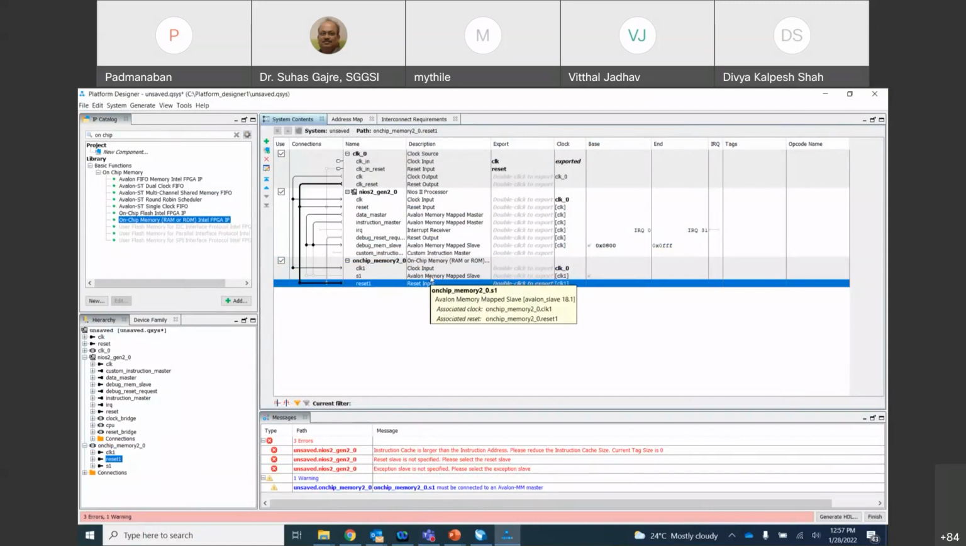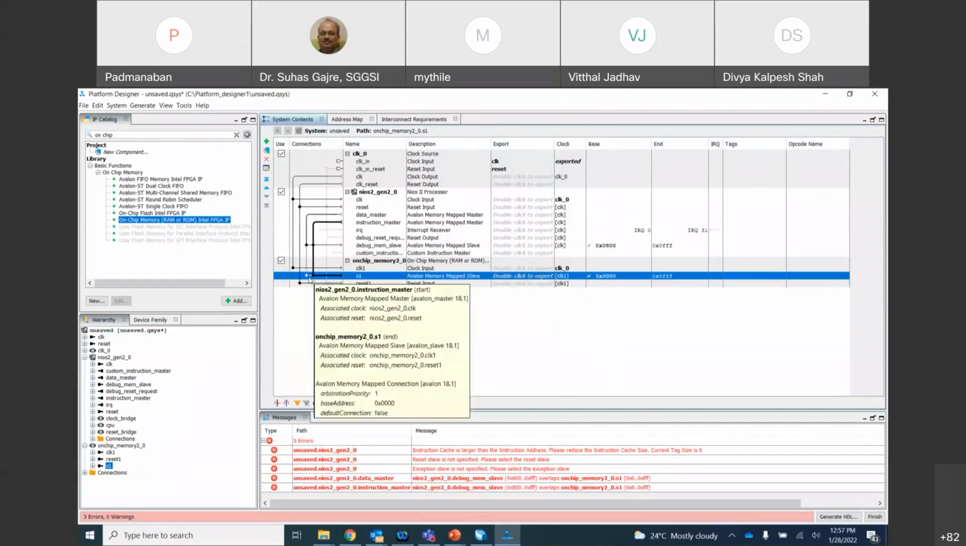So what is the interface we use in Intel? It is the Avalon. That is the interface, the Avalon bus. So this slave needs to be connected to the master. That is very, very important. Because your processor will have a data cache and instruction cache, you need to connect that to the slave. So connect them now here. Just click that, it will automatically get connected.